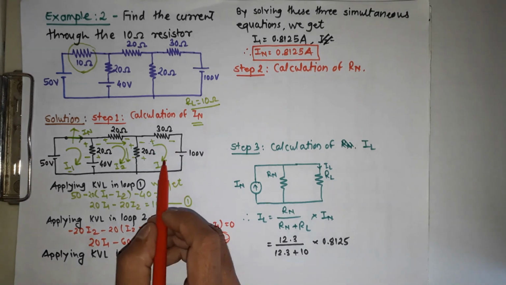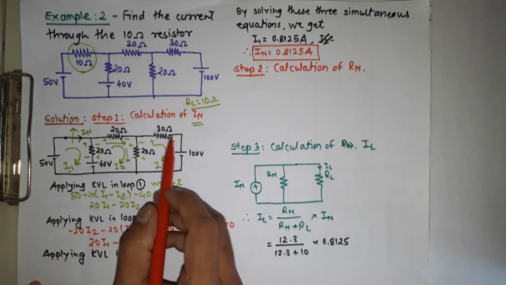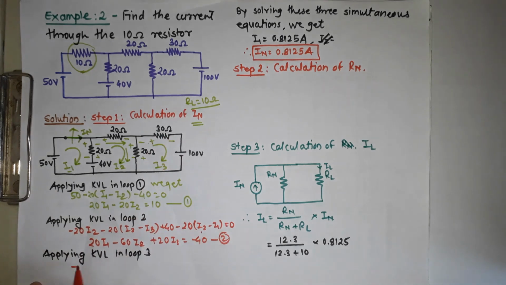Now we will apply the KVL in the third loop. Starting from the 30 ohm, current flowing from plus to minus, so it is minus 30 I3.